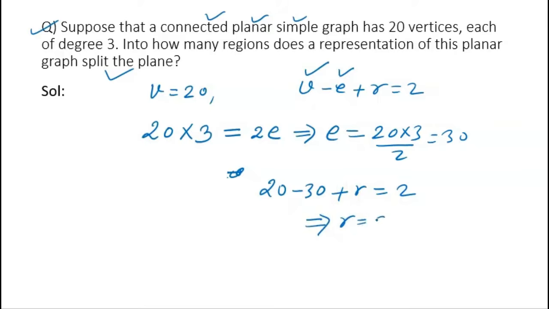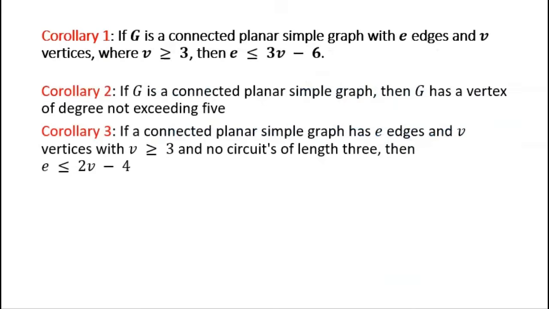The value of R is 2 plus 10, which is equal to 12. So the planar representation of the graph will split the plane into 12 regions. Okay, I hope it is clear. Now these three are very important results, and a lot of questions related to them are asked in competitive exams.